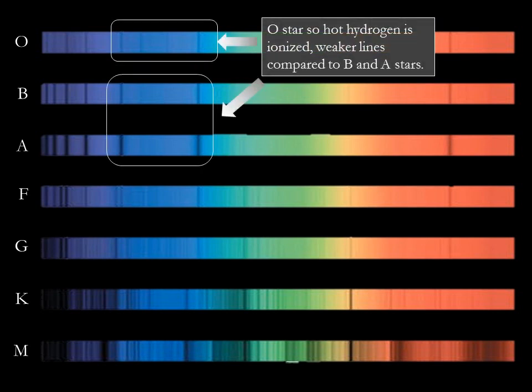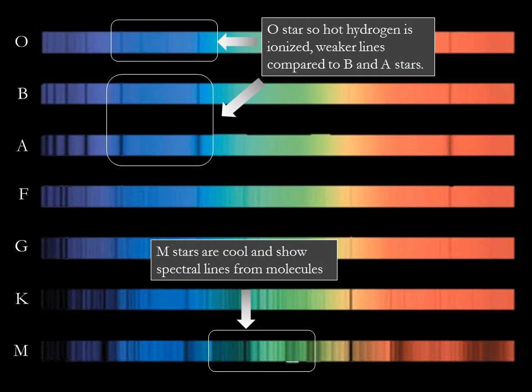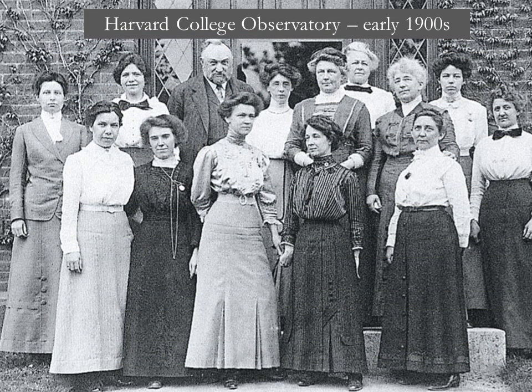Here are actual stellar spectra for stars at different temperatures. We can see the hot O star has weak hydrogen lines because the surface temperature is so high that nearly all the hydrogen is ionized. This means there's no electron to jump between energy levels to create the hydrogen absorption lines. Stars displaying lines of molecules like this M star must be cool because otherwise the molecules would have broken apart.